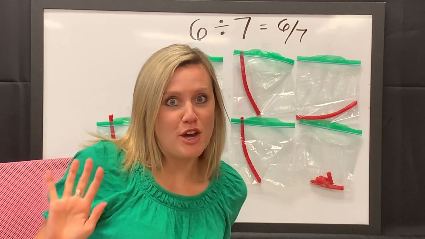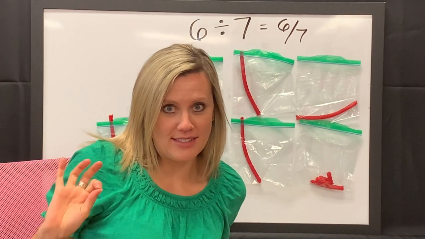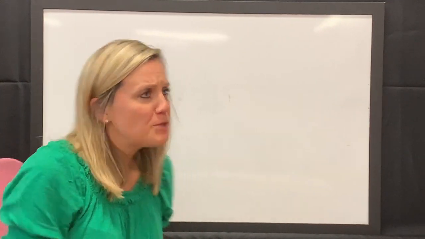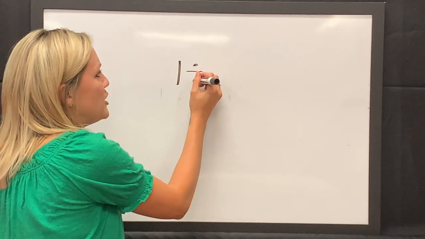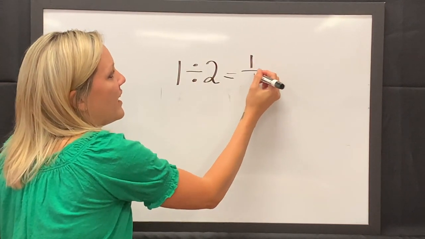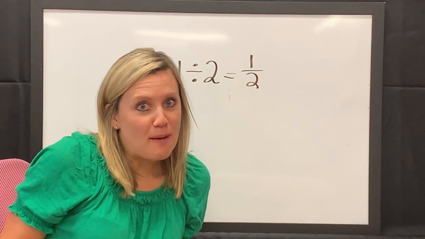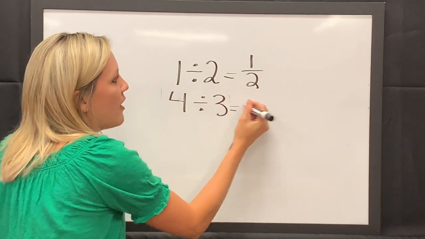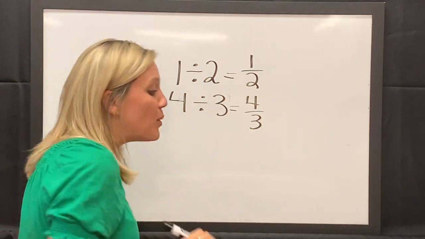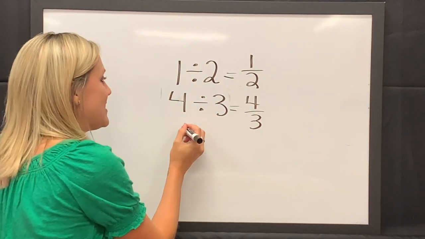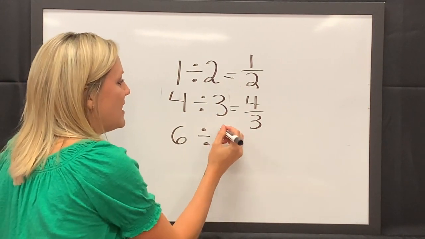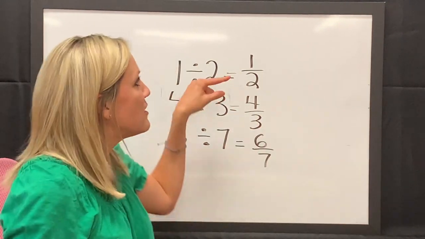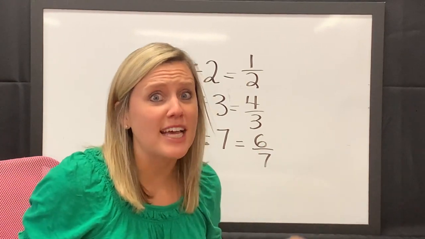So, have you noticed a pattern with the answer yet? Watch this. When we did our first problem, 1 divided by 2, we got 1/2. When we did our second problem, we did 4 divided by 3, and we got 4 thirds. When we did our third problem, we did 6 divided by 7, and we got 6/7. Do you notice the pattern? The line in a fraction actually means divided by.